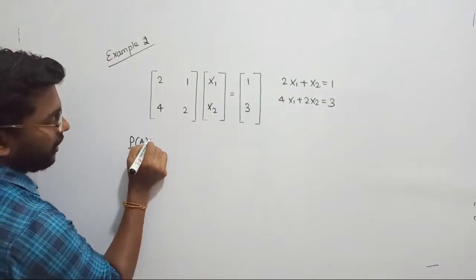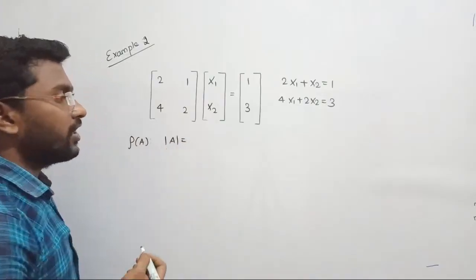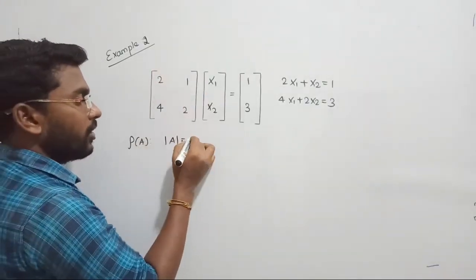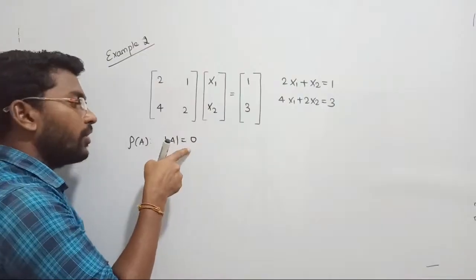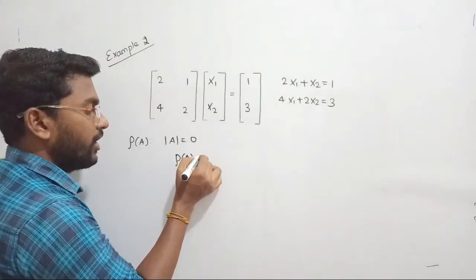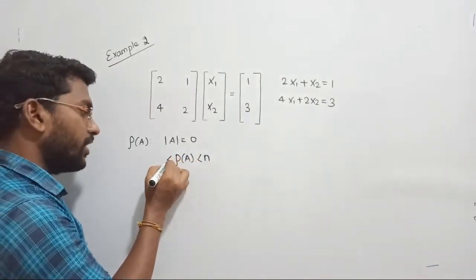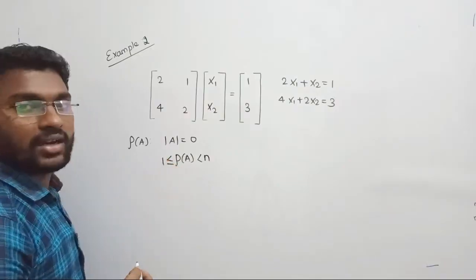Let us find out the rank of A. In order to find the rank of A, find the determinant of A. If I find the determinant of A, 4 minus 4 will become 0. If the determinant of the matrix is 0, then the rank of the matrix has to be less than the order of the matrix and greater than or equal to 1.